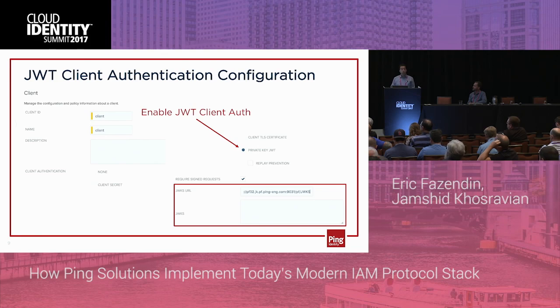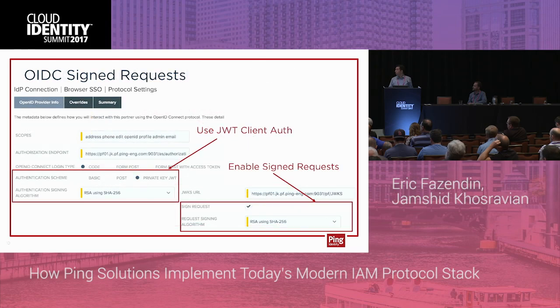So for the OpenID signed requests, we do provide the signed request. To enable the signed request, I'm going to demo this. This is going to be right in the middle of the configuration flow, but you can enable the signed request and select the algorithm that you want to use for signing in the OpenID Connect provider information page.